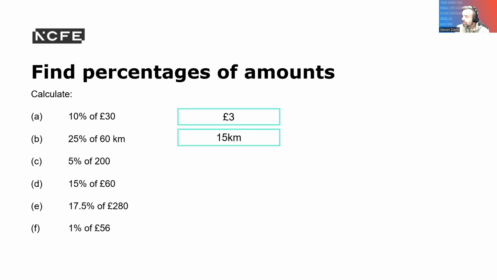5% of 200. Again, 10% would be... no, 10% would be 20, so 5% would be 10. 15% of 60. If we do 10% first, that's 6, then half of that is 3. Hang on, let me work this one out.